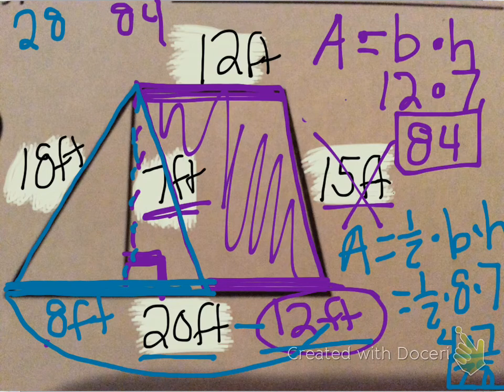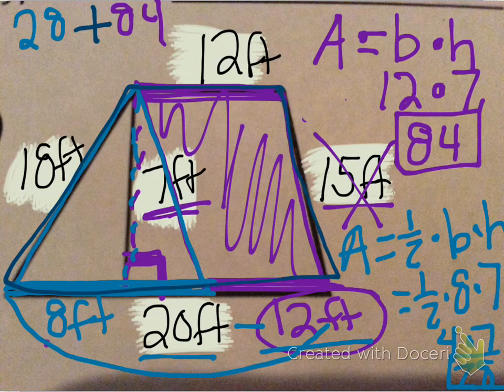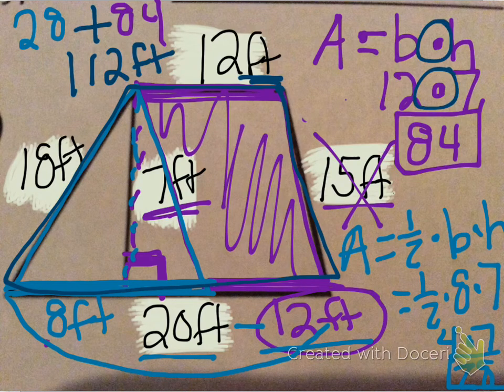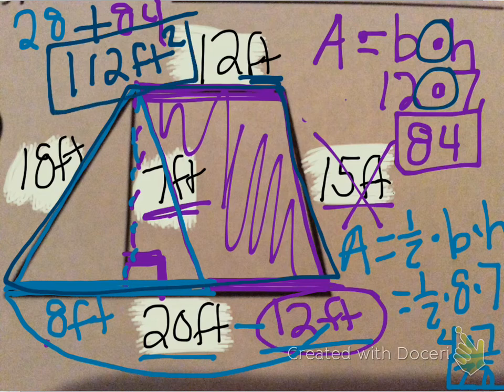The last thing we do is we need to add these two shapes together because we need the total for our whole entire trapezoid here. So 28 plus 84 is 112. And we have to put a label on it. Since our label is feet, we're going to stick with that, feet. And since we did some multiplying, we're going to have feet squared. So our entire trapezoid is 112 feet squared. And just to recap, we found the area of the parallelogram, and we found the area of the triangle, and we added them together to get this answer right here.